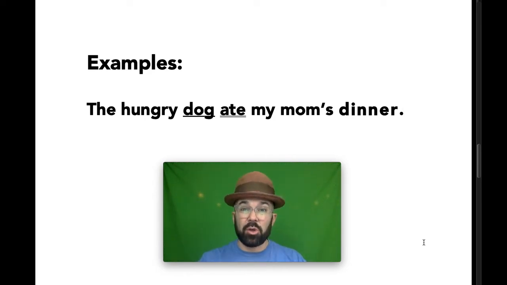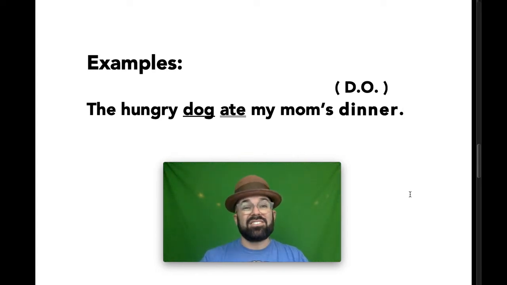What did the dog do? That's the verb. The dog ate, a past tense, irregular form of to eat. Dog ate. Now, the thing that the dog ate is the direct object. So what did the dog eat? The dog didn't eat mom, thank goodness. The dog ate dinner. And so dinner would be the direct object.